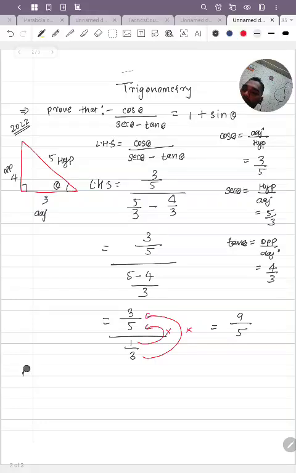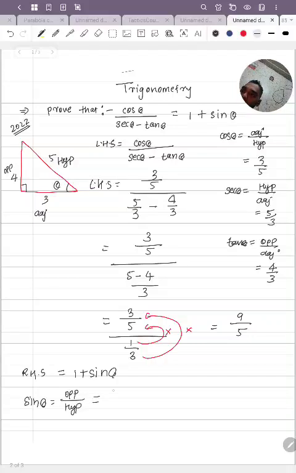Now let's solve the right hand side value. Okay. So the right hand side is 1 plus sin theta. First of all I will calculate sin theta separately, and sin theta is, we know that very well, opposite over hypotenuse.